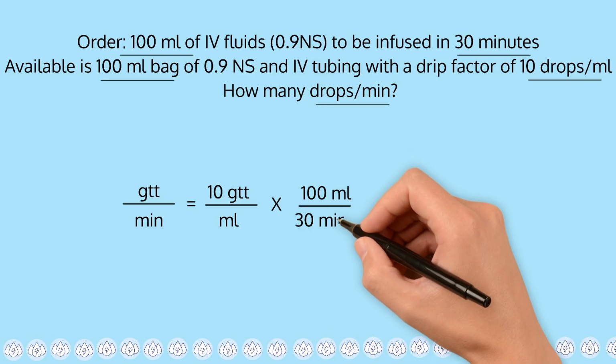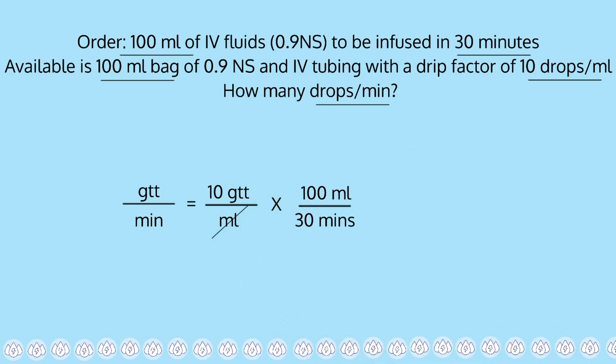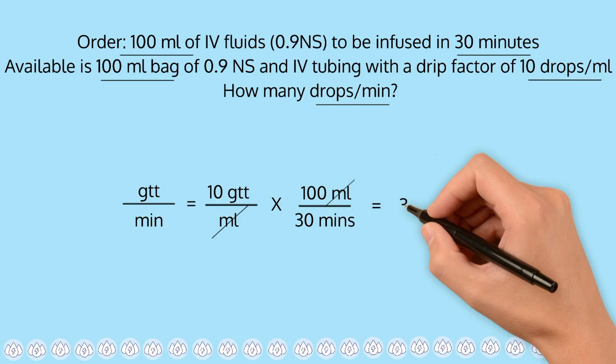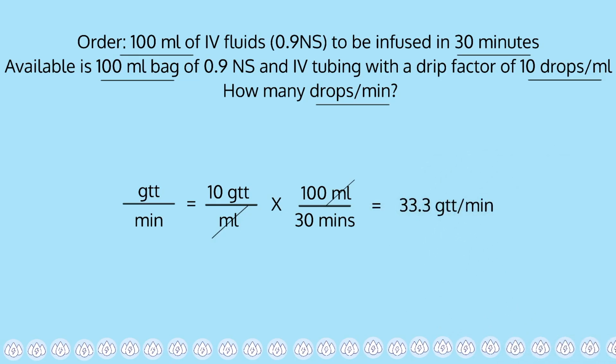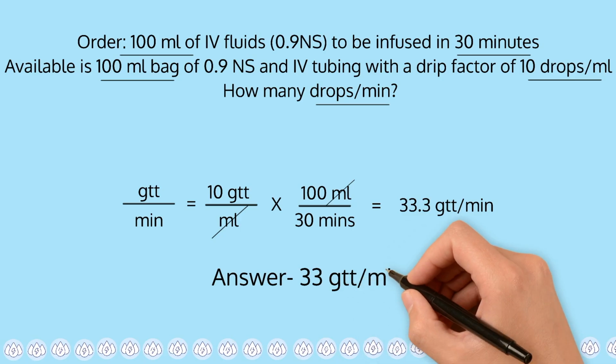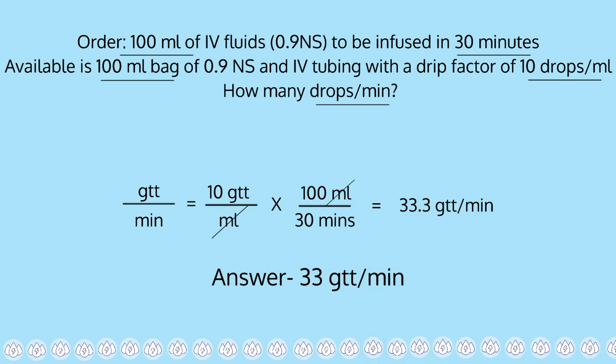So we take the volume of the bag, the 100 mLs over 30 minutes, cancel out our mLs, and we have drops over minutes. And when we do the math, multiply across the top and divide by the bottom, it's 33.3 drops per minute. When looking for drops per minute, remember we have to round to the nearest whole number, which means our answer is 33 drops per minute. Let's move on to our next question.